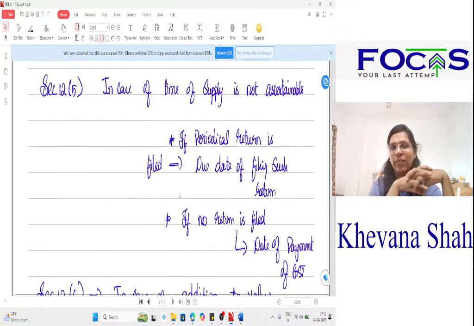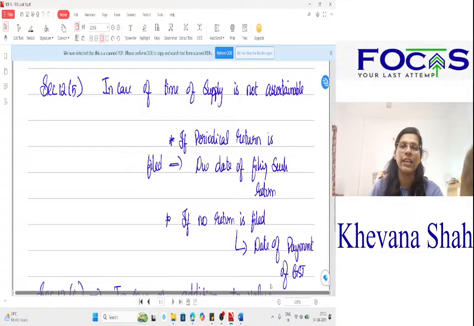Next we have section 12.5 which says that if the time of supply is not ascertainable, what will you do? There are certain things wherein we don't know when the supply is taking place. For example, if you are filing periodical returns, the due date of filing such return will be your time of supply. And if you are not filing any returns, then the date of payment of GST will be your time of supply.